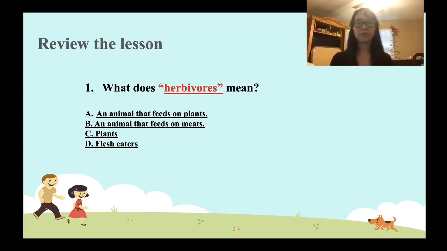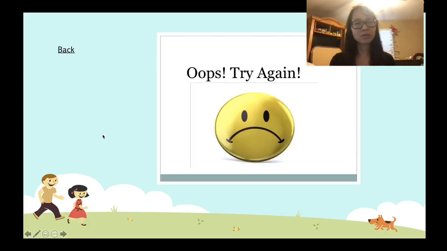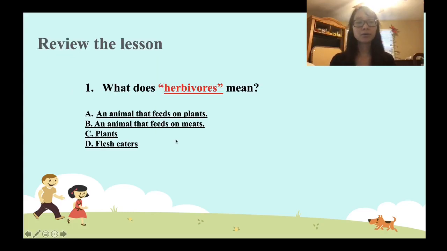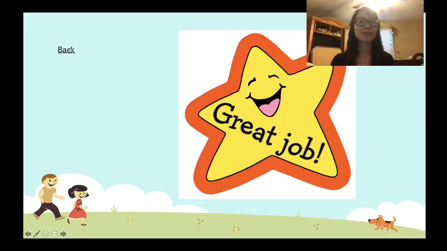You see, the first letter is H, but we don't say it. The word is herbivore. What does herbivore mean? So let's try. Let's check. No. Try again. So the right answer, which one do you see? It's A, right? Herbivore. It means an animal that feeds on plants. Let's check. Yeah, great job.